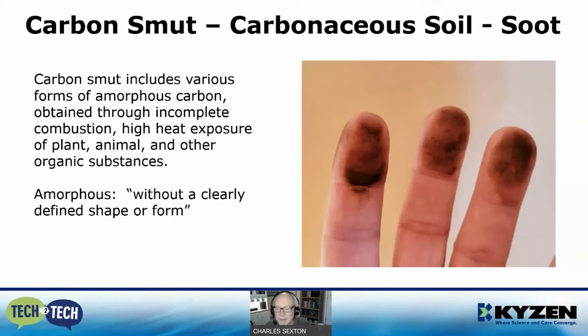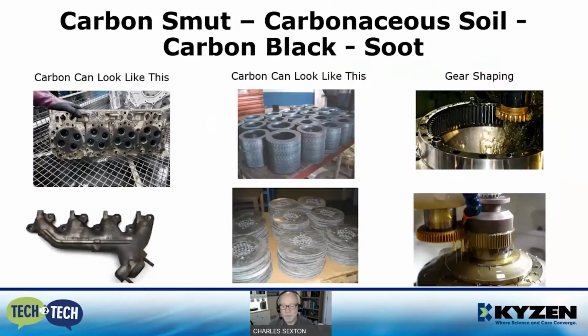And it's very telling. Carbon smut includes various forms of amorphous carbon obtained through incomplete combustion or high heat exposure of plant, animal, and other organic substances. Amorphous, the key word, meaning without a clearly defined shape or form. I did a little bit of research on the internet to find this definition because most of us know what carbon smut is, but the distinction they made was that graphite is crystalline, and of course coal would be carbon, while smut is more of a paste. Those of you familiar with carbon smut would guess this, I think.